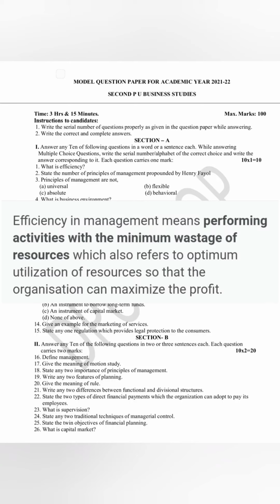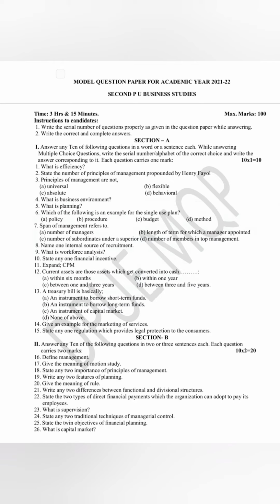Efficiency means the minimum wastage of resources and the optimum utilization of resources. Second question is, state the number of principles of management propounded by Henry Fayol. Henry Fayol has propounded almost 11 principles. Principles of management are not absolute. They are universal, flexible, and behavioral.